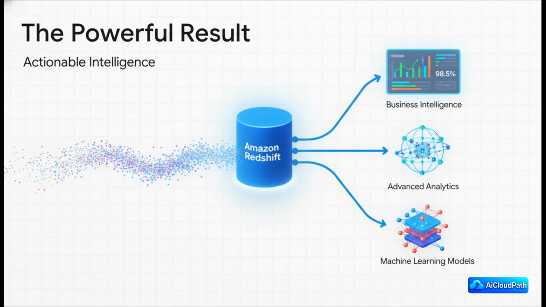And this is the end goal, right? That unified data can now be loaded into a service like Amazon Redshift to power BI dashboards. You can run super complex analytical queries against it, or you can even use it to train sophisticated machine learning models. You've literally turned raw, disconnected data into actionable intelligence.